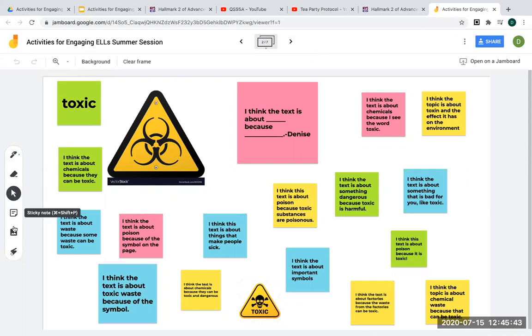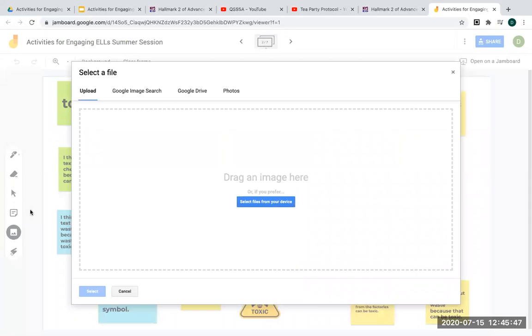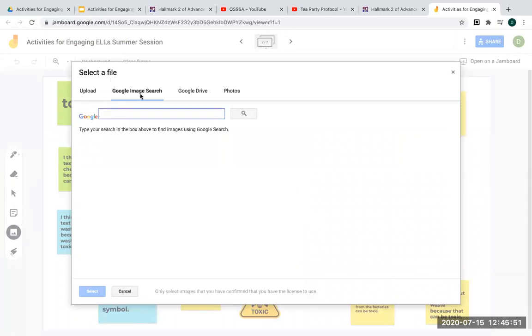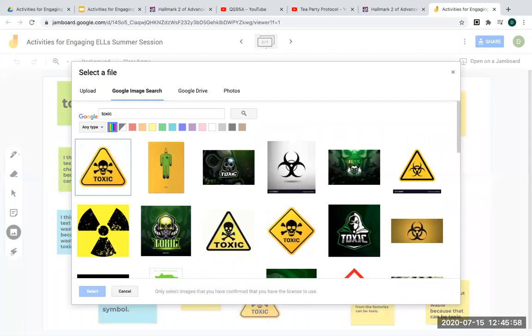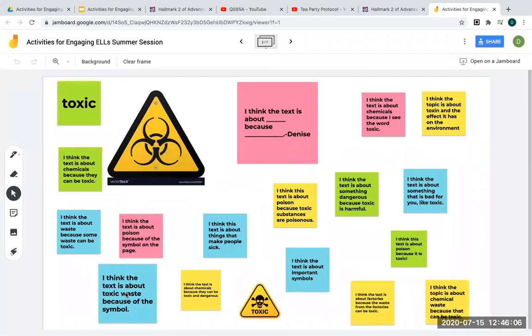Another great thing about the Jamboard is that I was able to add images, Google Images, really quickly. So I clicked that image there of the mountains. I went to a Google image search, I put in toxic, and an image came right up and I was able to just quickly insert it. So that might be something that students want to do as well, is to put in some images to show more of what they're thinking in relation to this term here.